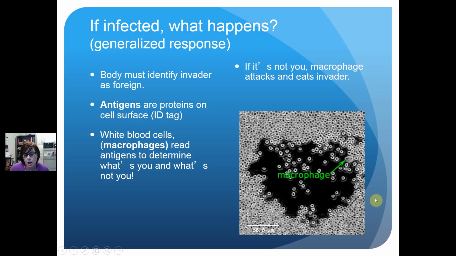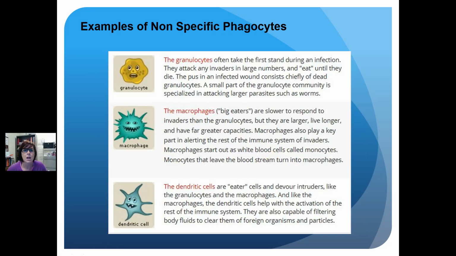So here's an example of a macrophage. They're bigger than the rest of the cells, and it's going around checking antigens, cell ID tags. Now, here are three examples of these non-specific phagocytes. A phagocyte is any type of cell that goes around and eats something. So you have a granulocyte. These often take a first stand during an infection. They attack any invaders in large numbers and eat until they die.